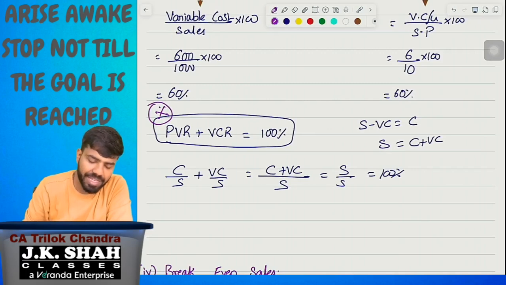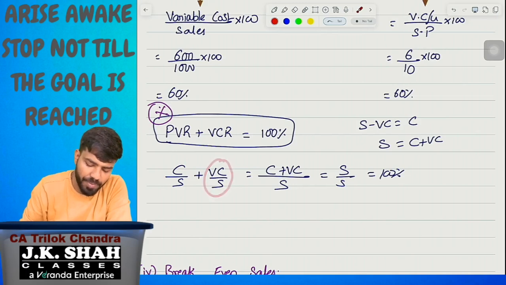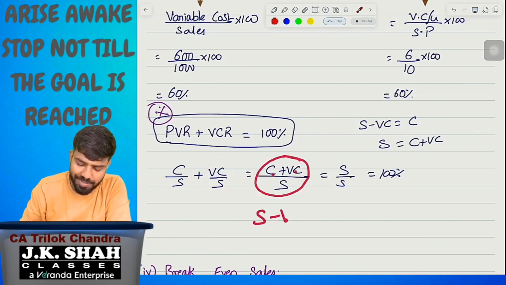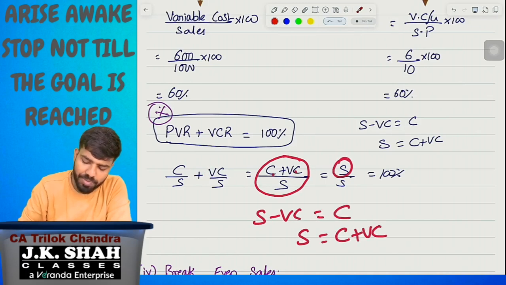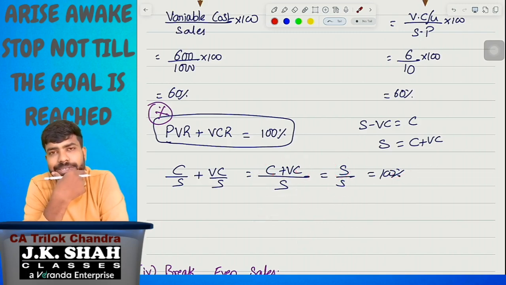Look here, I have given the clear-cut derivation also. When it comes to PVR, it is contribution divided by sales; VCR is variable cost divided by sales. If you make sales common, it is contribution plus variable cost. Normally, sales minus variable cost equals contribution. Now, sales equals contribution plus variable cost. So we take sales divided by sales, which is 100%.